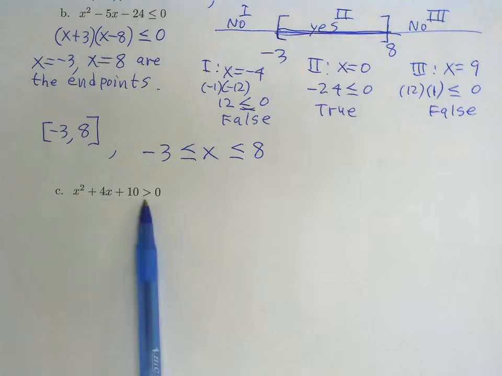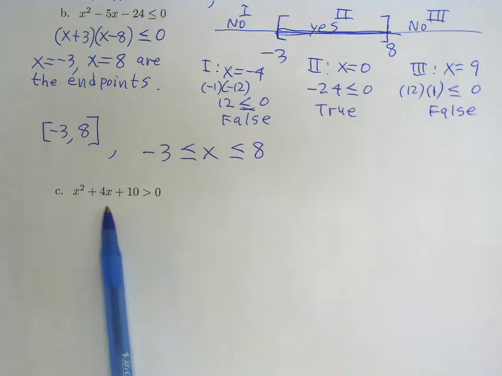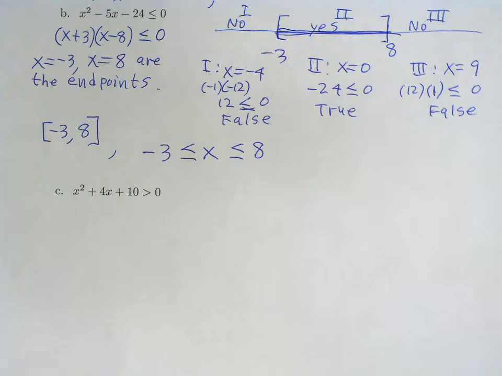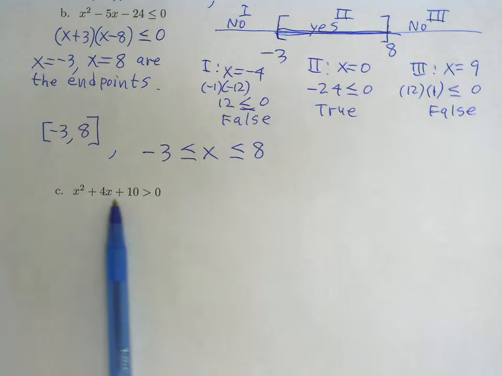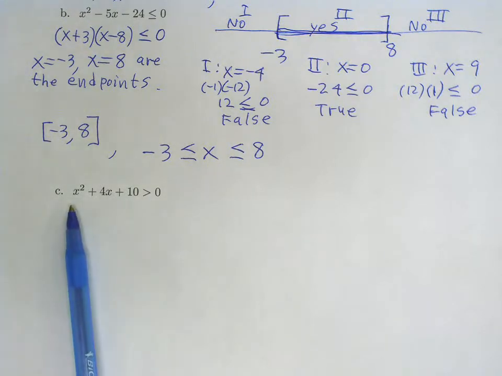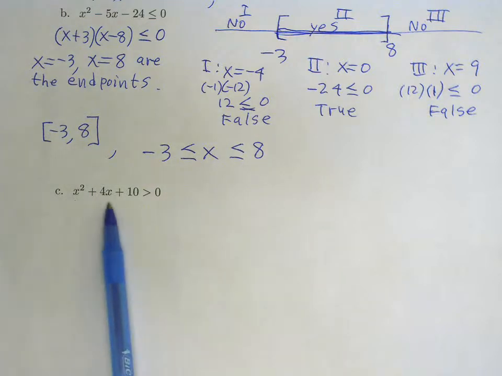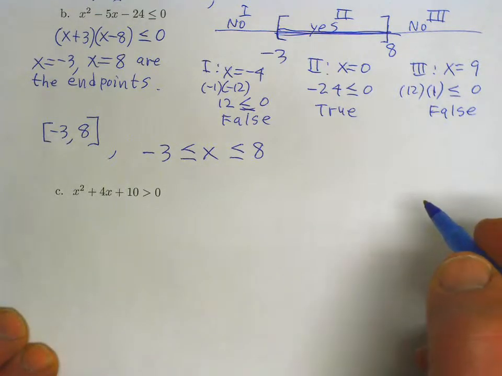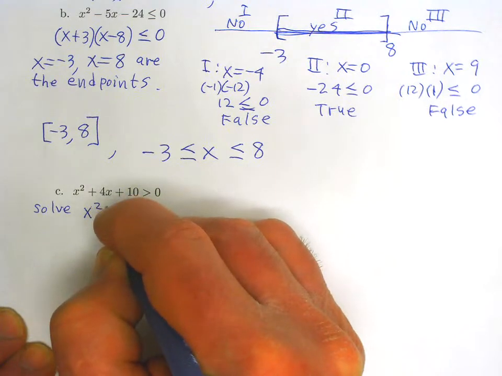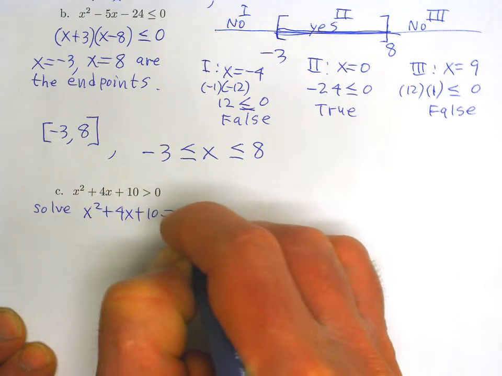Well, we want to find the endpoints, and it's not apparent how to factor this. Every polynomial is factorable, but not every polynomial can be factored with integer coefficients. So we want to find the endpoints by solving the equation x squared plus 4x plus 10 equals 0.